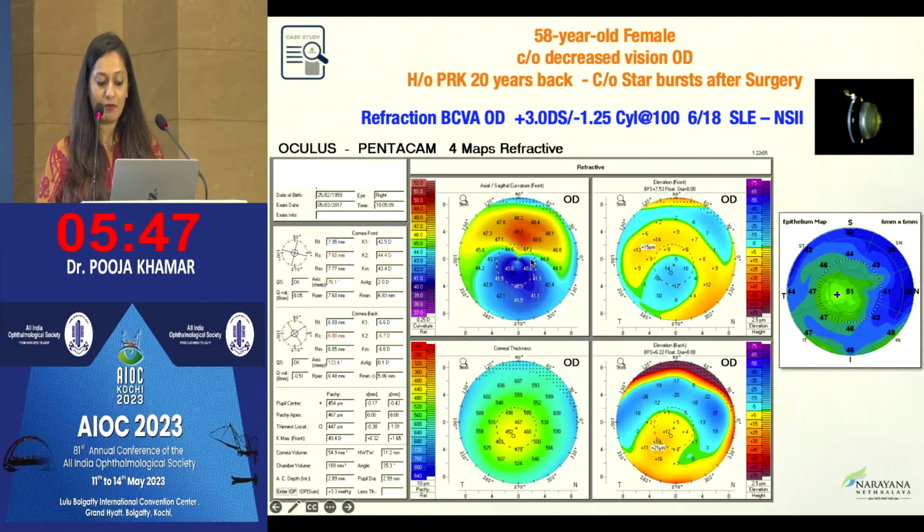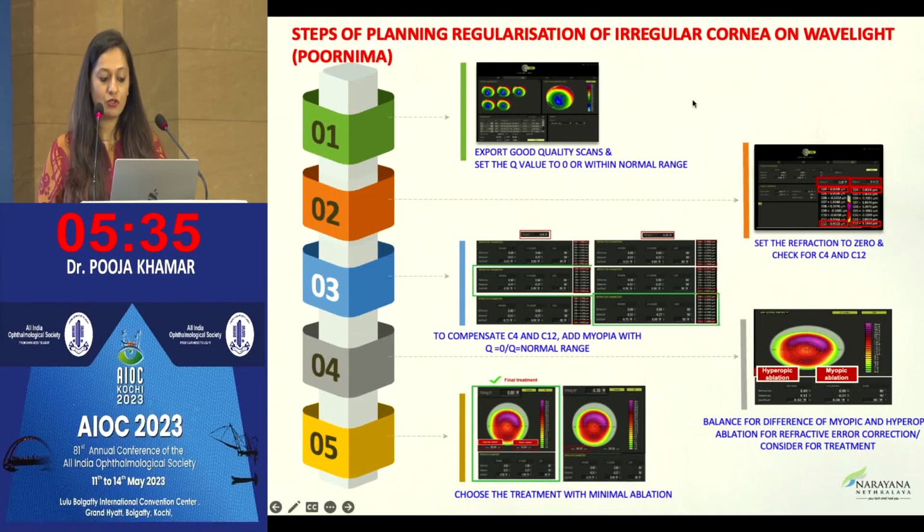This is a classic example of decentered ablation, and this could have led to starburst after surgery. So now she has developed cataract, but if you proceed with a cataract surgery directly, she's still going to have starburst after surgery, even if she's emmetrope. So you can choose any machine you want, but you need to do a topo-guided treatment in these patients.